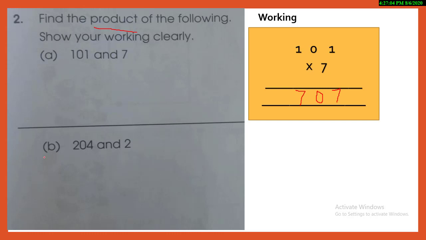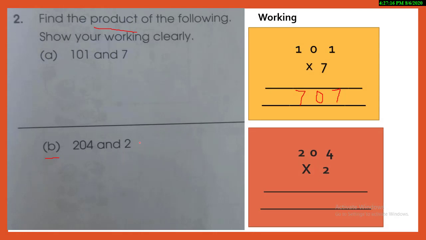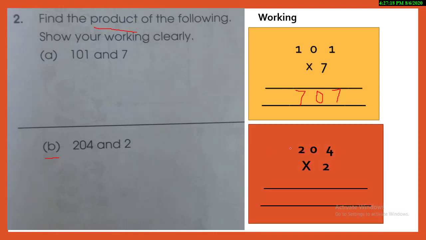Okay, let's have a look at our 204 and 2. So you are going to multiply it with the 2. In the same style, you will mention the question in your working column, and let's start multiplying. Don't start it from 2 twos are. No, that will be totally wrong. Always start with ones place.